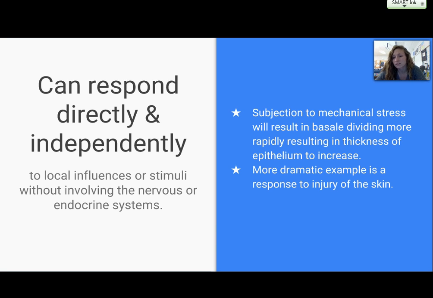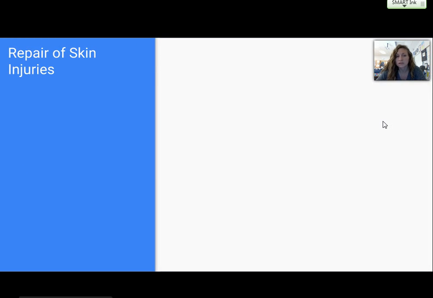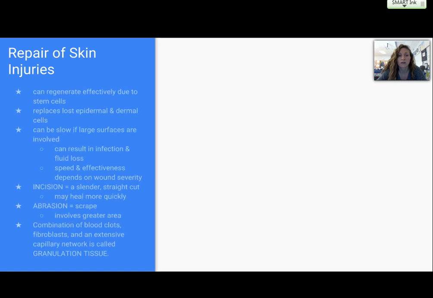But a more dramatic example is when we have a severe injury to the skin. Now, this division of rapidly growing skin into a thicker layer is what we know as calluses. So anything that we use very frequently, and again, some kind of mechanical stress, you usually form calluses in those areas.